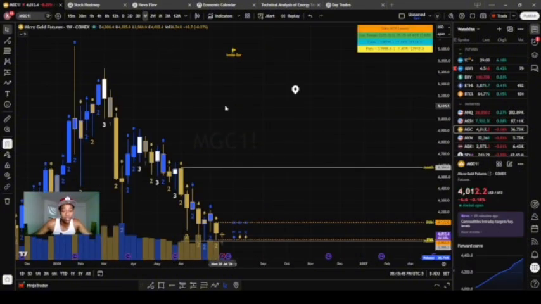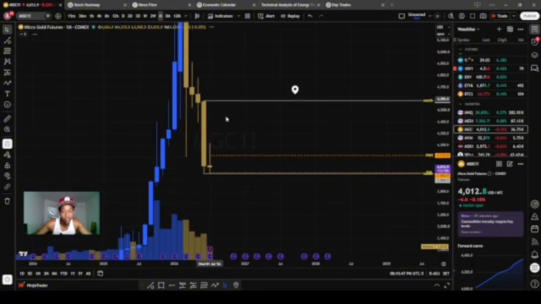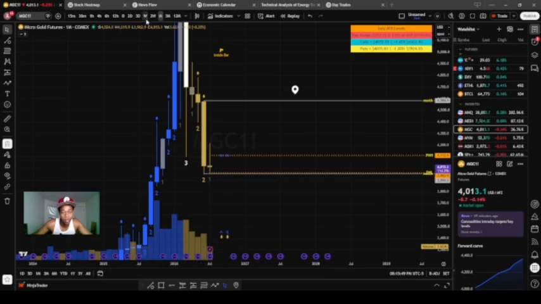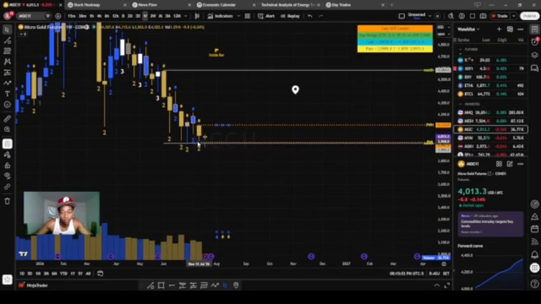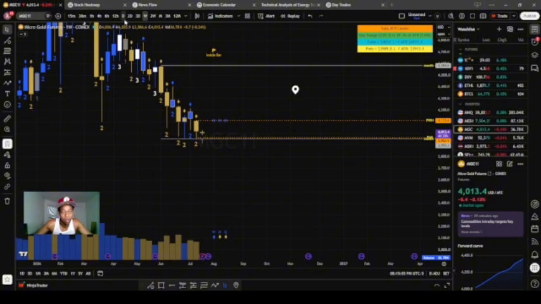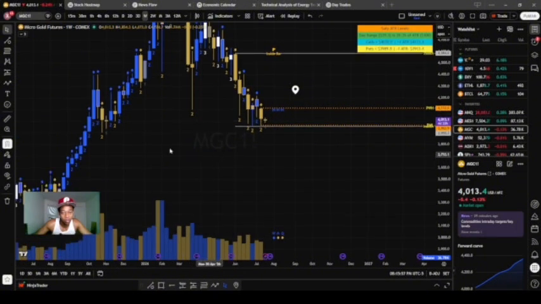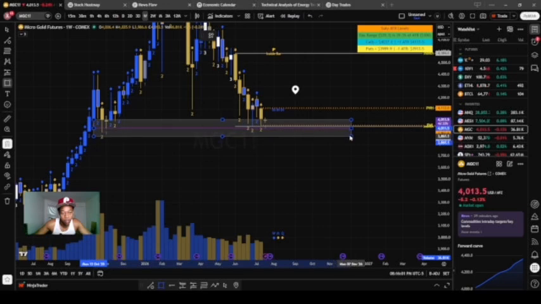Go to MGC with gold right here. Look at gold, we're down monthly. Had a fail 2 up, 2 down right here. So looking at gold, it's kind of like we're at a base level right here. With gold.